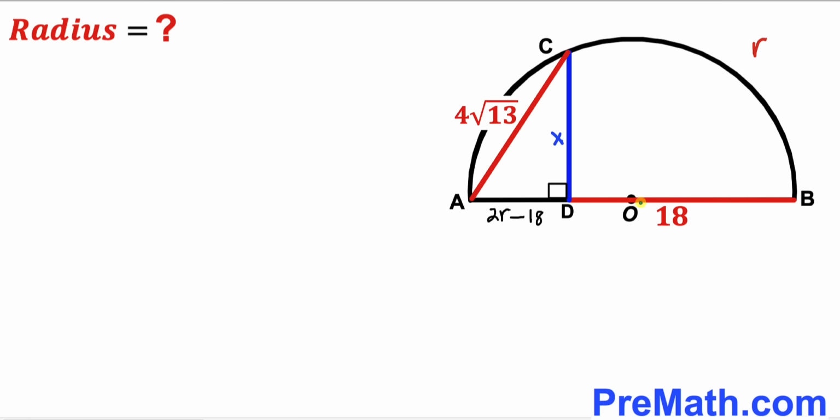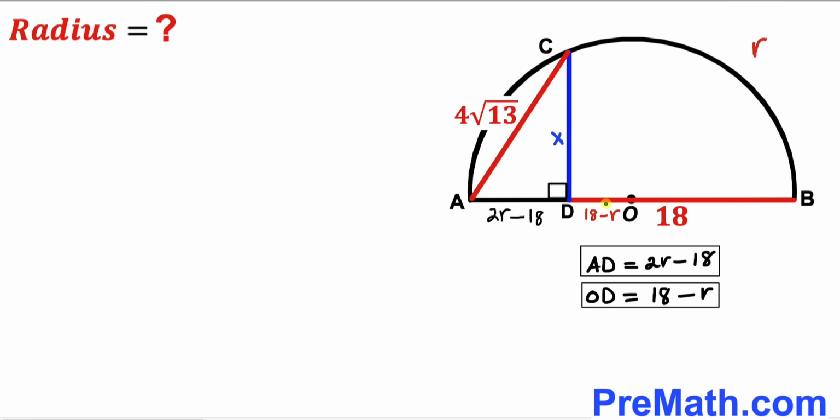And now furthermore, we know that this OB is the radius of this semicircle. I'm going to label that one as lowercase r. And we know this whole segment is 18. So therefore, this tiny segment OD is going to be 18 minus r. And here's our next step. I'm going to connect this center O with this vertex C, as you can see in this next step.